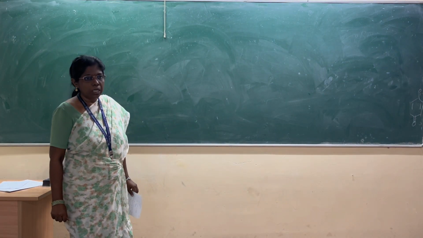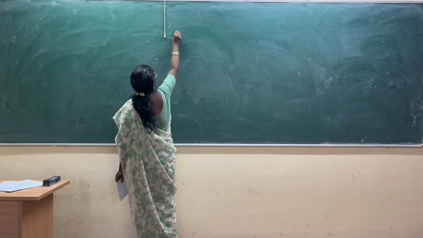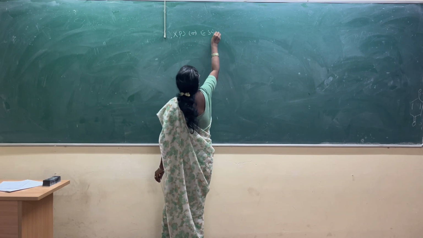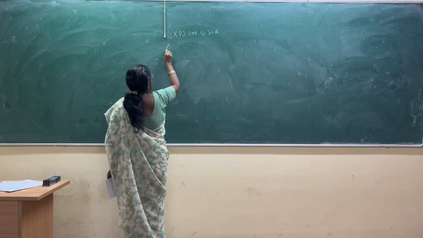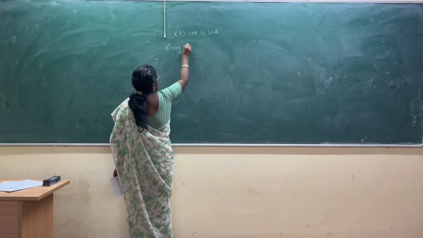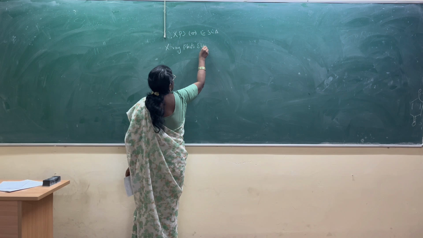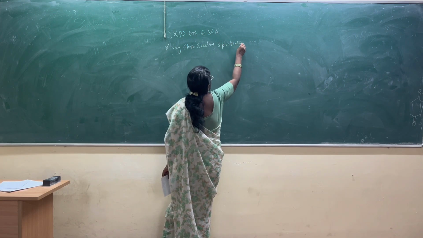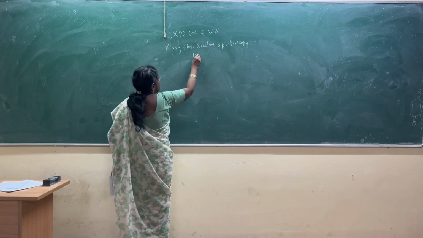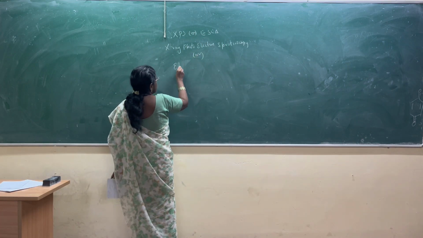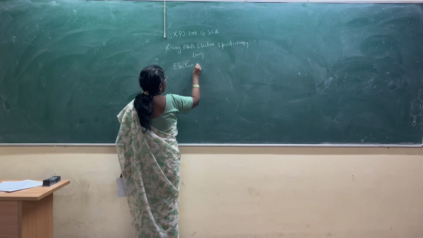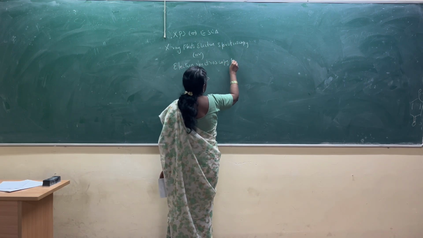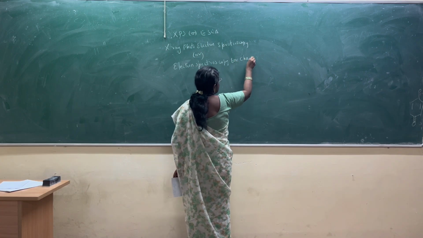In this video, we learn about one of the instruments called XPS, or otherwise called ESCA. So what is the expansion of XPS? X-ray photoelectron spectroscopy. Or otherwise, what is ESCA? Electron spectroscopy for chemical analysis.